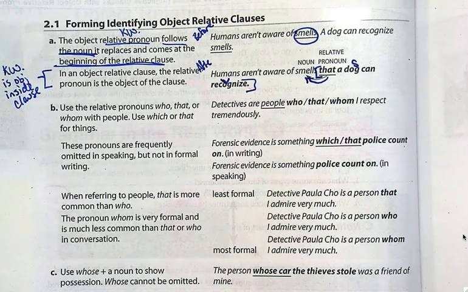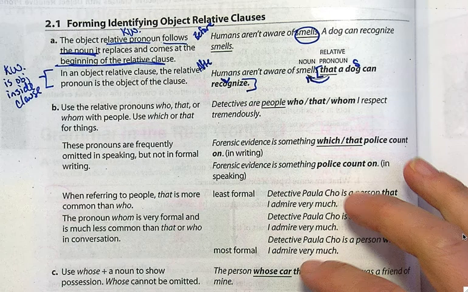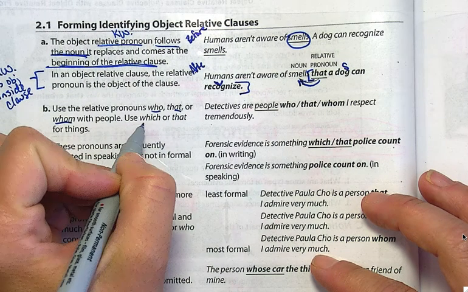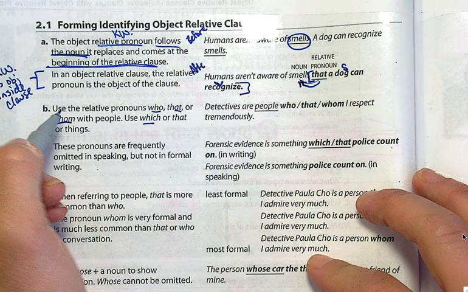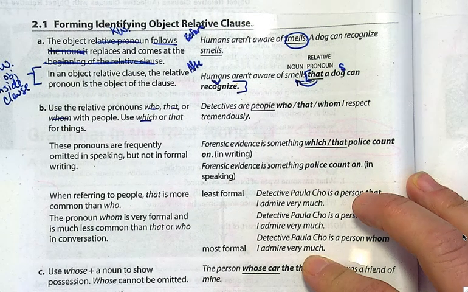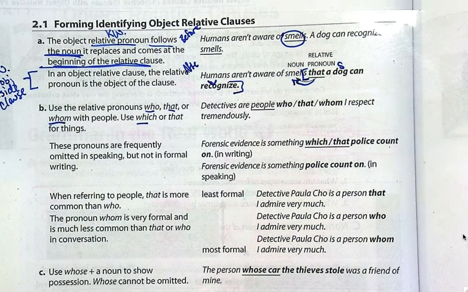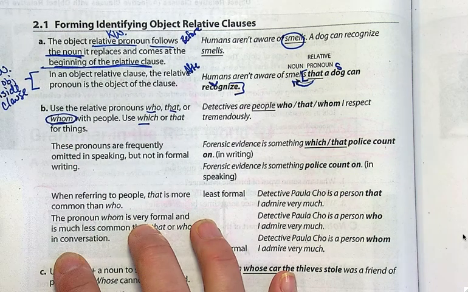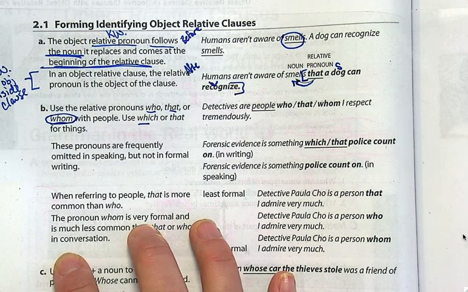If we look at B, use the relative pronouns who, that, or whom with people. Use which or that for things. This is the same rule as we saw with the subject pronouns. There's one more. This word only works as an object. It cannot be a subject.